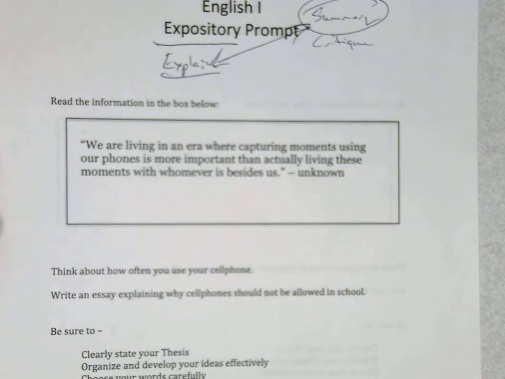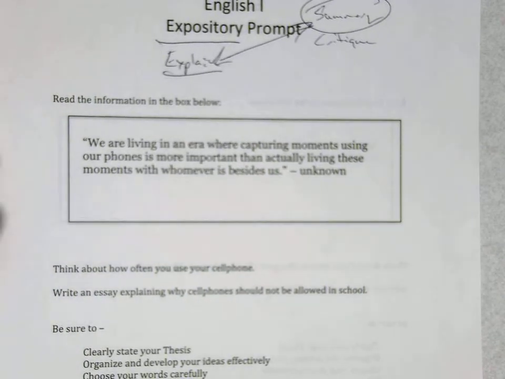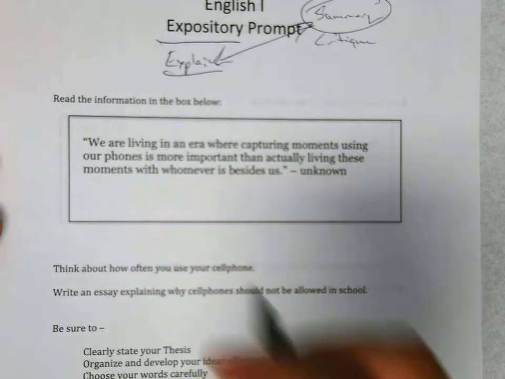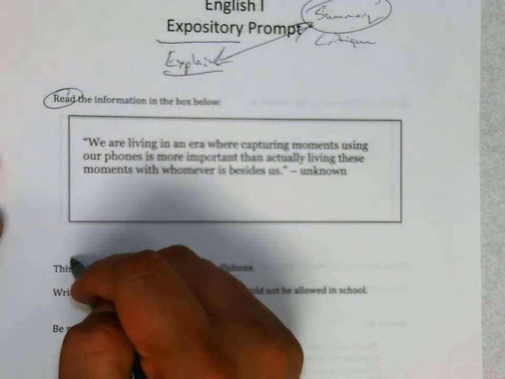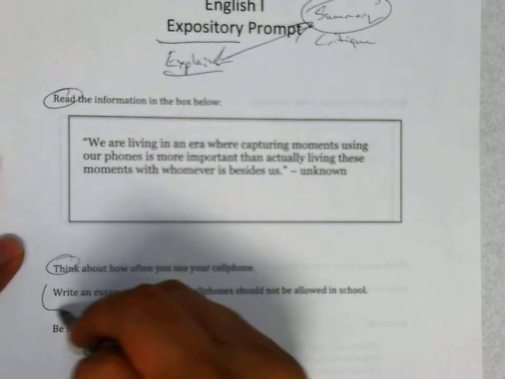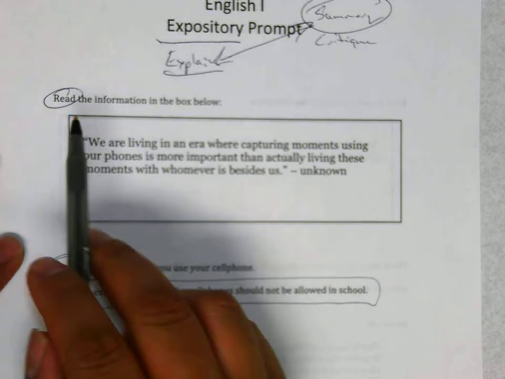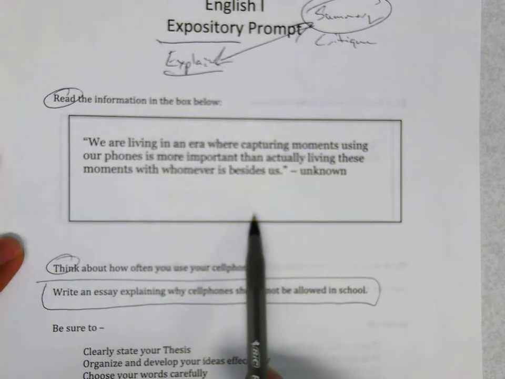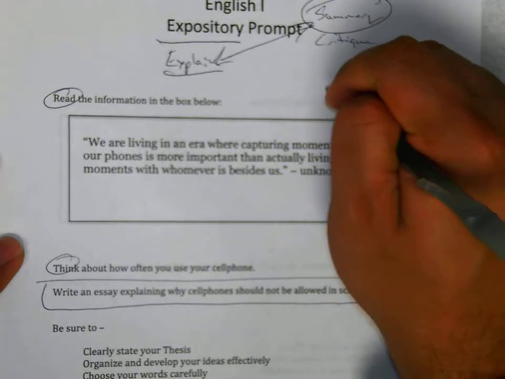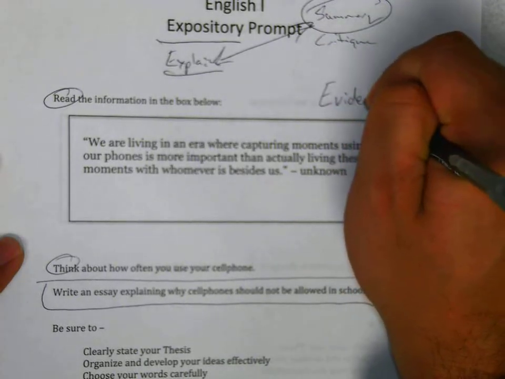I want you to do is circle 3 words for me. Or actually circle 2 words and box 1. The first is read. The next is think. And then this write, I want you to box the entire sentence. Right? Because the read is telling you to read this information here, right here. We call this information evidence.